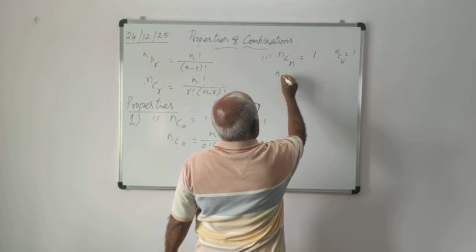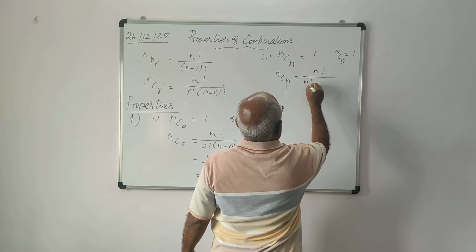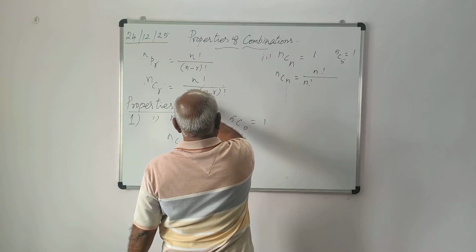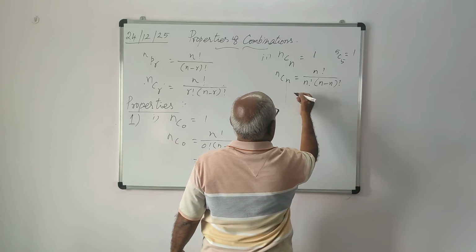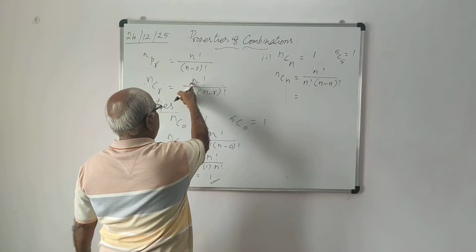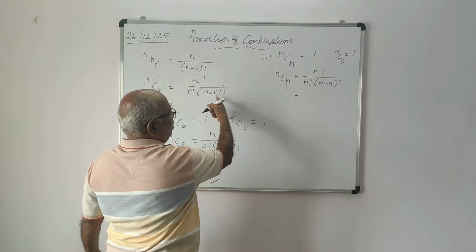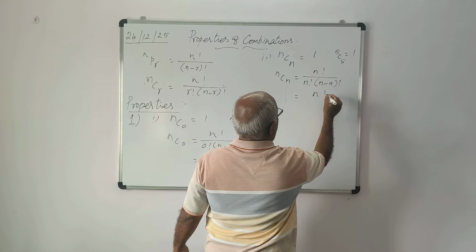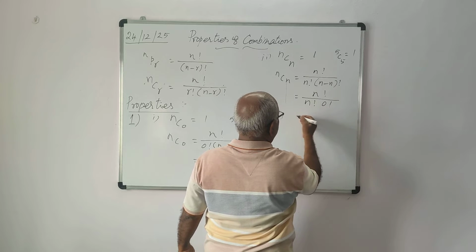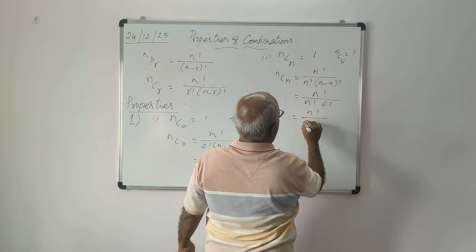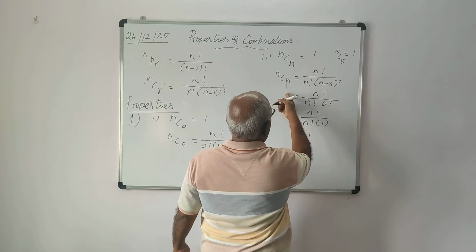This can also be proved by nCn equal to n factorial by r factorial into n minus r factorial. r is n. From the formula, n factorial by r factorial, n minus r is n minus n. n factorial by n factorial into 0 factorial. You know 0 factorial is 1. n factorial by n factorial into 1. The n factorial by n factorial is 1. So nCn is 1.